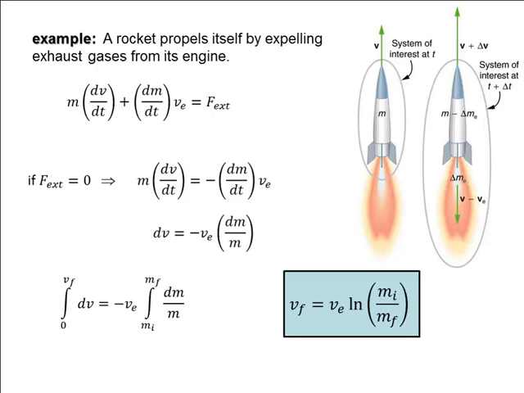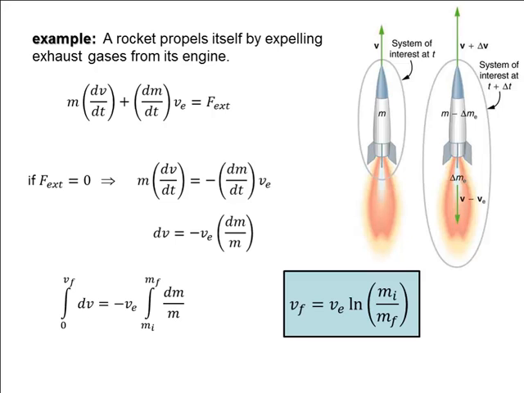So notice that the final velocity of the rocket doesn't depend on how you burn the fuel. It only depends on a ratio of the original mass of the rocket to the final mass of the rocket, multiplied, of course, by the velocity of the exhaust.